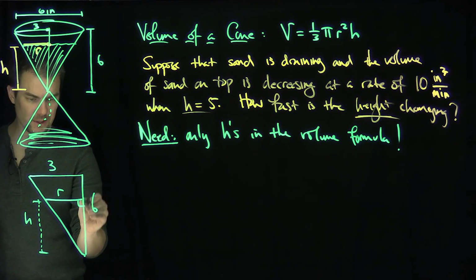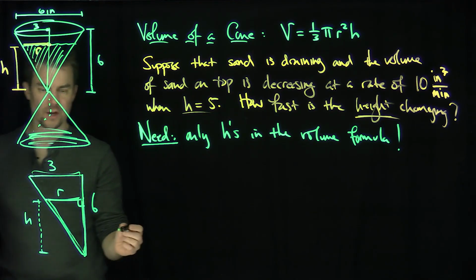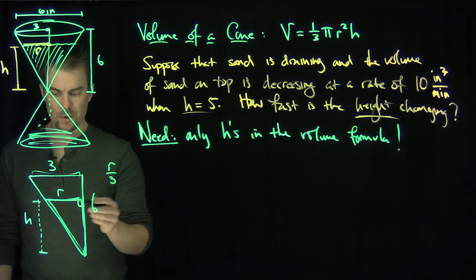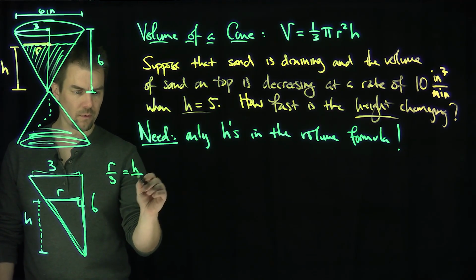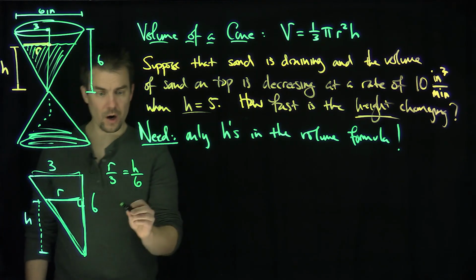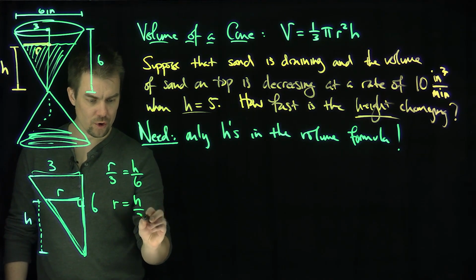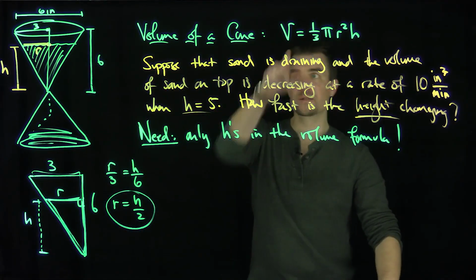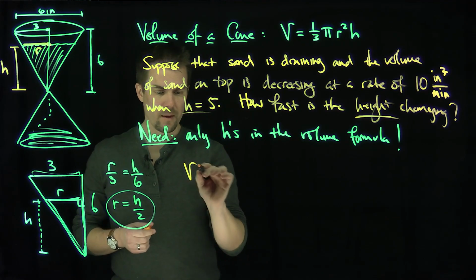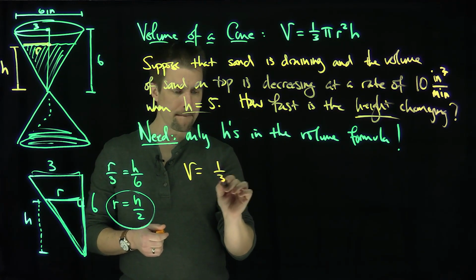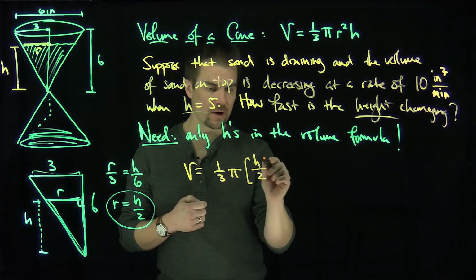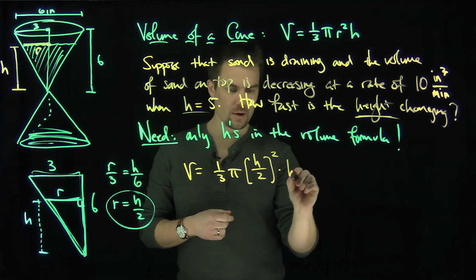So this little right triangle over here and this big right triangle over here are similar to each other. What does that say? That says that r over 3, by similar triangles, has to be h over 6, right? So in other words, r is h over 2. Now I can take that h over 2 formula and plug it into my volume formula. So my volume is really 1/3 pi times r squared, but r squared is h squared over 4, times h.